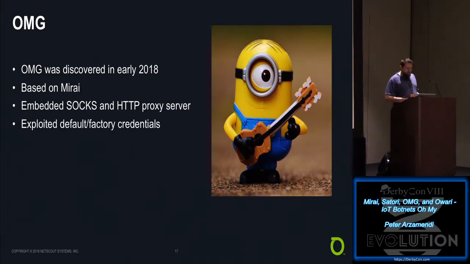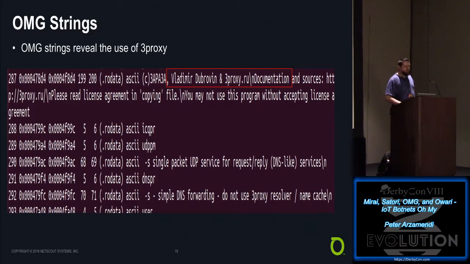The next example I want to talk about is OMG. OMG was discovered in early 2018, another Mirai-based variant. What's cool about OMG is the authors decided to integrate a proxy server for both HTTP proxy and a SOCKS proxy into it, and similar to other variants, it used default credentials. If we simply run strings on the binary, we get a good indication of what proxy it may run. And we can see here it's using 3proxy.